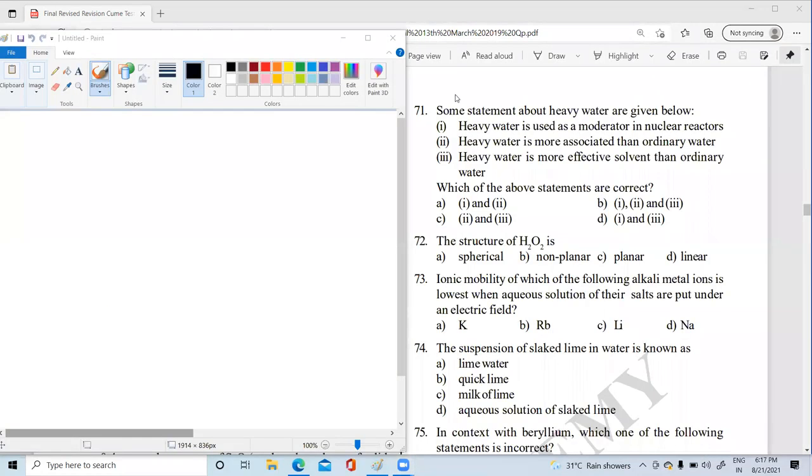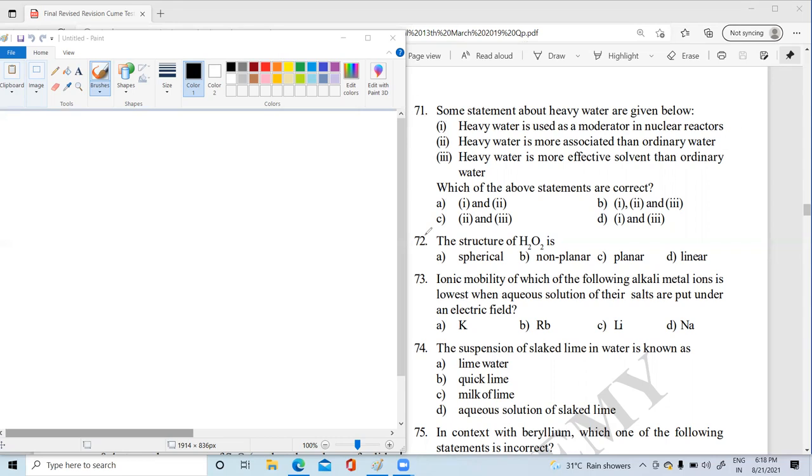Next, student, question number 71. Some statements about heavy water are given below. Heavy water is used as a moderator in nuclear reactors. The statement is correct, students. Heavy water is more associated than ordinary water. This also is correct, students. Heavy water is a more effective solvent than ordinary water. This is wrong, students. Why? Because the universal solvent we are using is H2O, not D2O. So option A, statements 1 and 2 are correct. So check the answer here, A is the correct option.